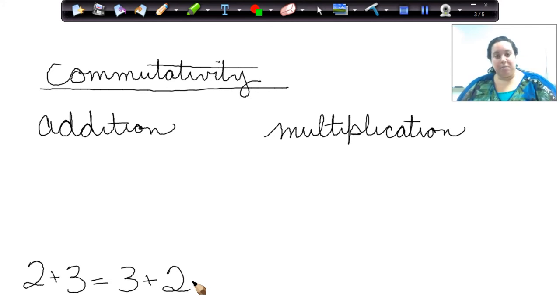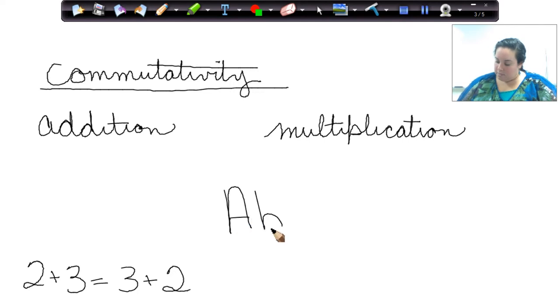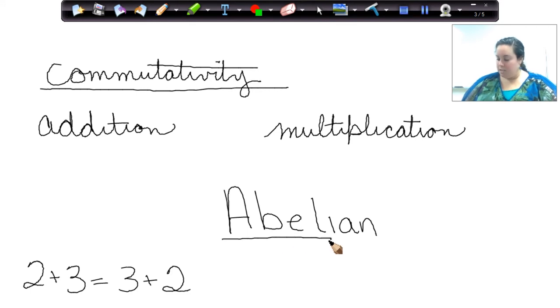It's also called the abelian property. Abelian, named after Niels Henrik Abel. He was a famous mathematician, and he worked a lot in algebra. This is an algebraic property of group theory. So Abel, abelian, it's commutative.